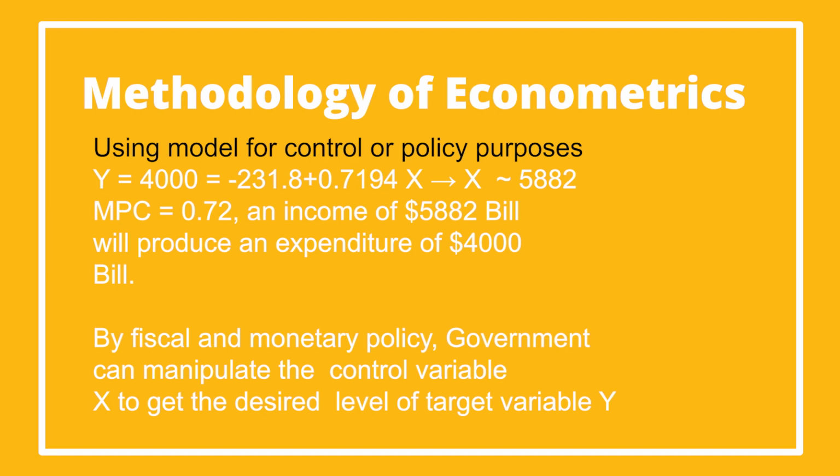That means if we put down the numerical values, then we can say that an income of $5,882 produces an expenditure of $4,000. So this type of empirical evidence can be listed out, and we can frame any kind of policy to look into it, whether it's a monetary or a fiscal policy in general.